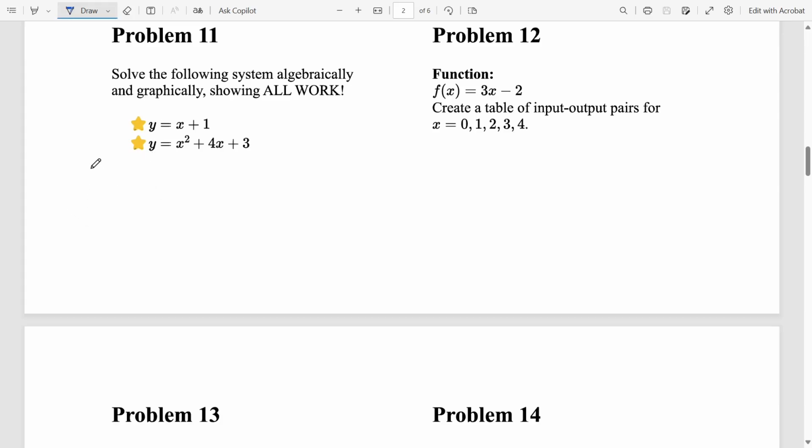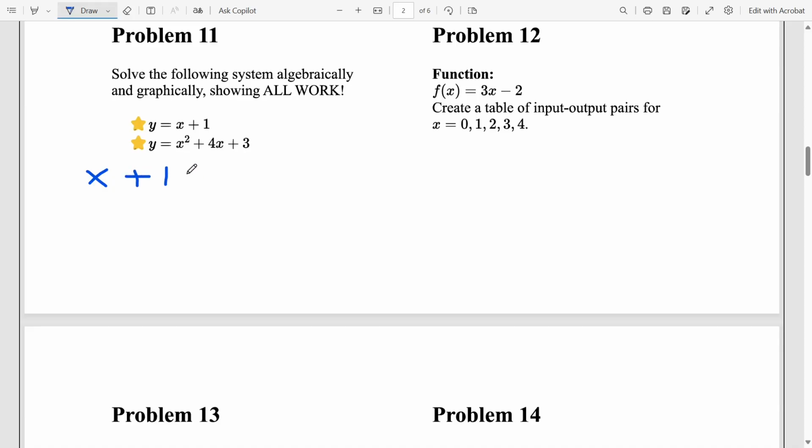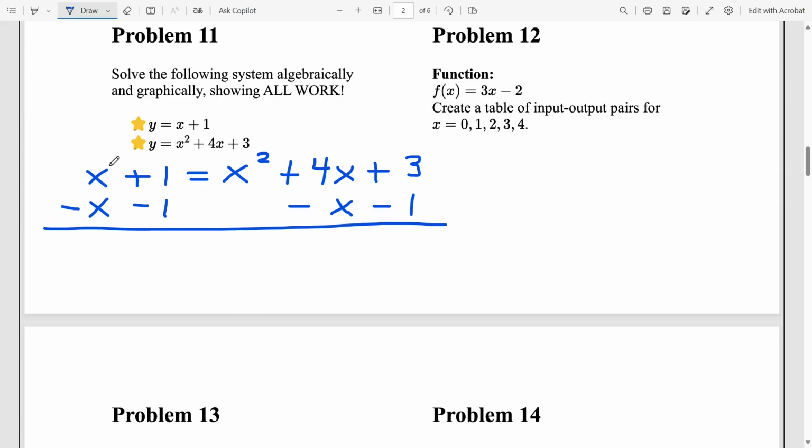So both of these equal y, so I'm going to say x plus 1 equals x squared plus 4x plus 3. And I want to get one side of this equation equal to 0. I can do that by subtracting both x and 1 from both sides. I'm just going to line these up like so. So x minus x is 0. 1 minus 1 is 0, so the left-hand side of this equation becomes 0.